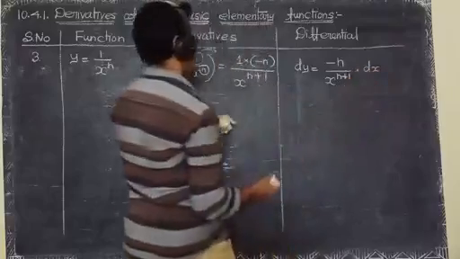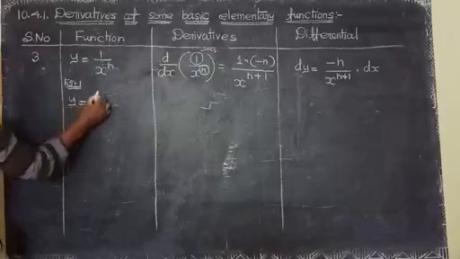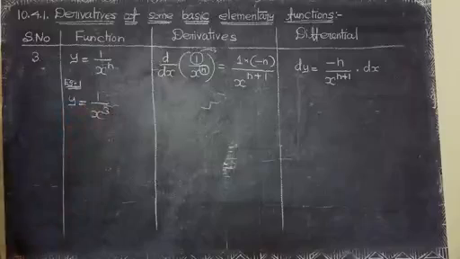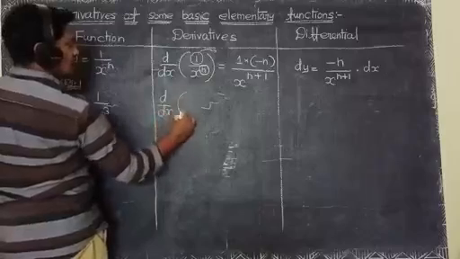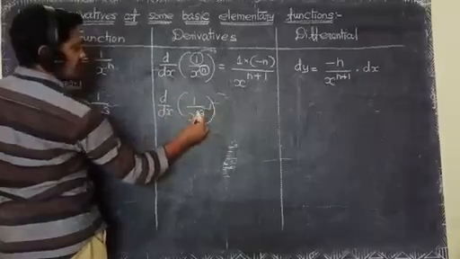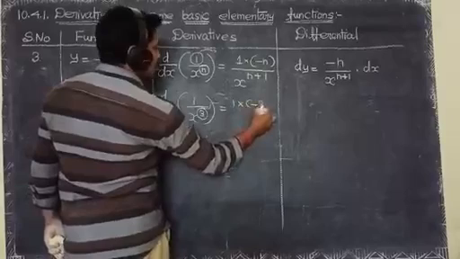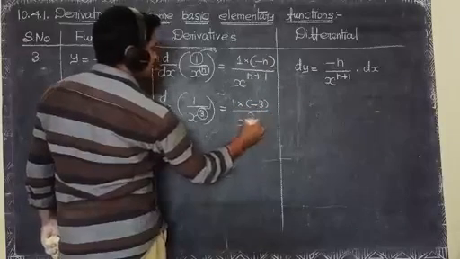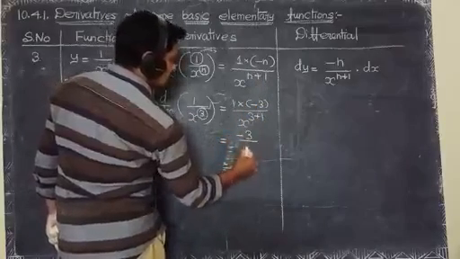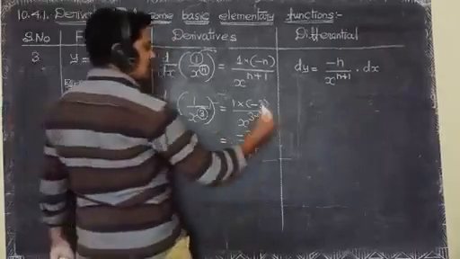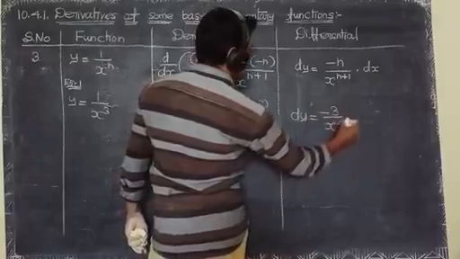For example 1, y equal to 1 divided by x power 3. The derivative d by dx of 1 divided by x power 3, here n equal to 3. The numerator is 1 into minus n, minus 3, divided by x power n plus 1, which is equal to minus 3 divided by x power 4. And the differential is dy equal to minus 3 divided by x power 4 into dx.